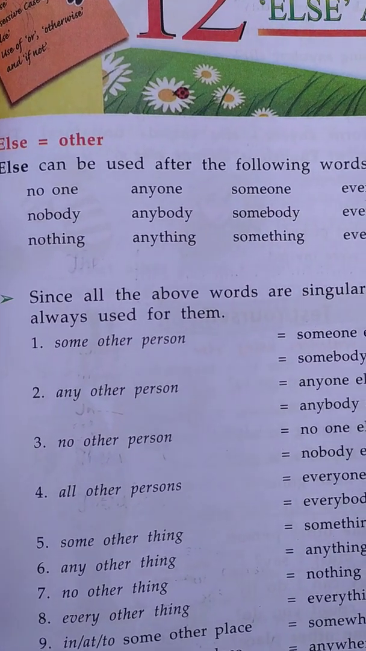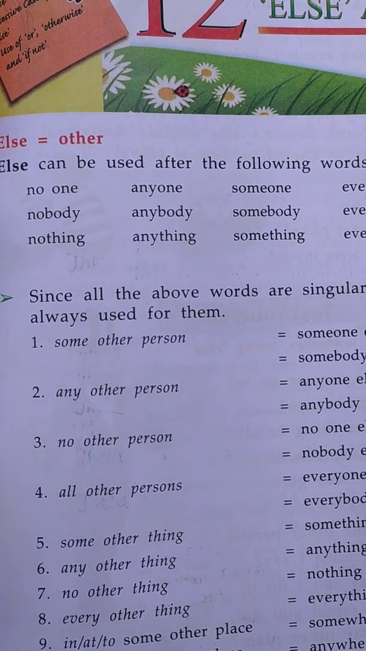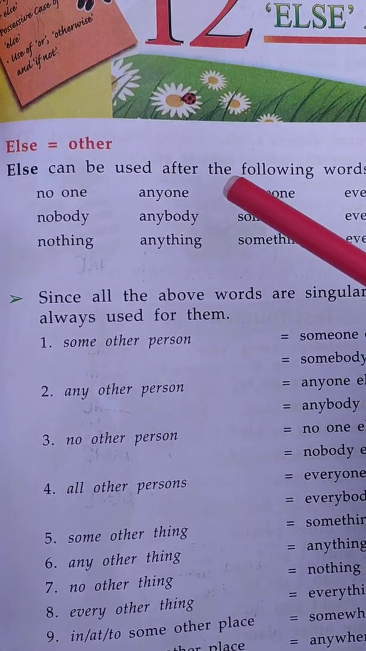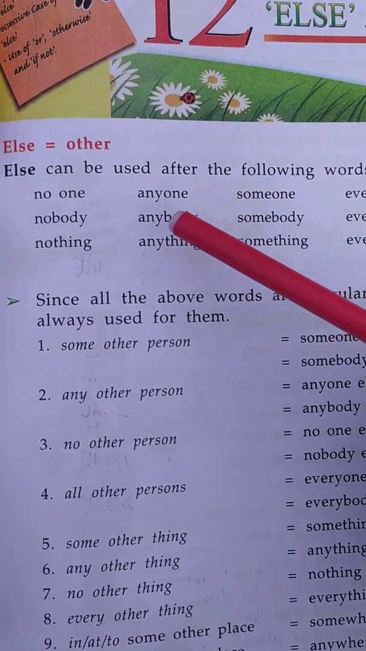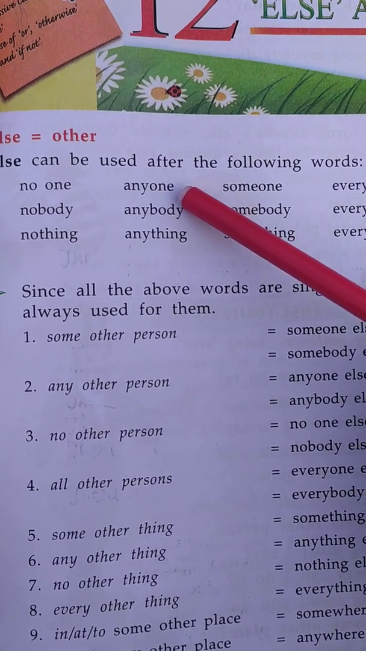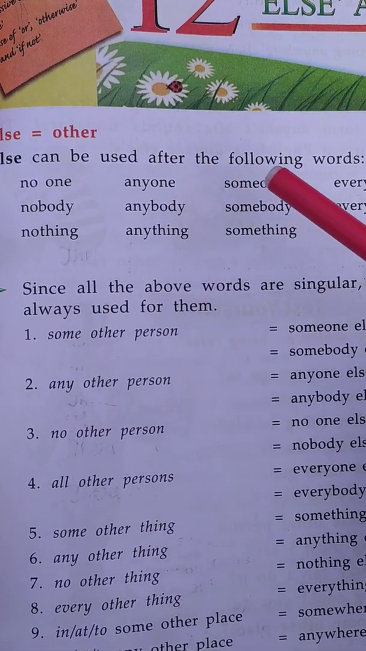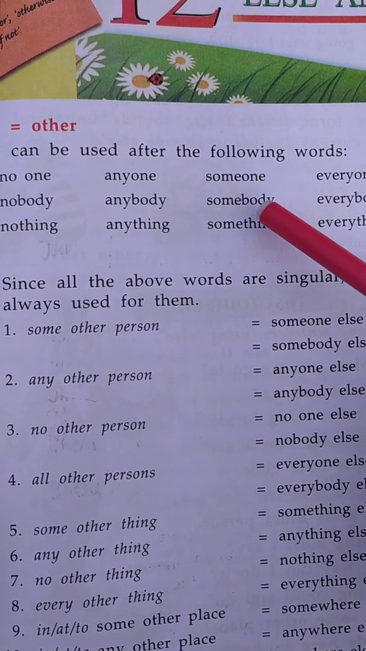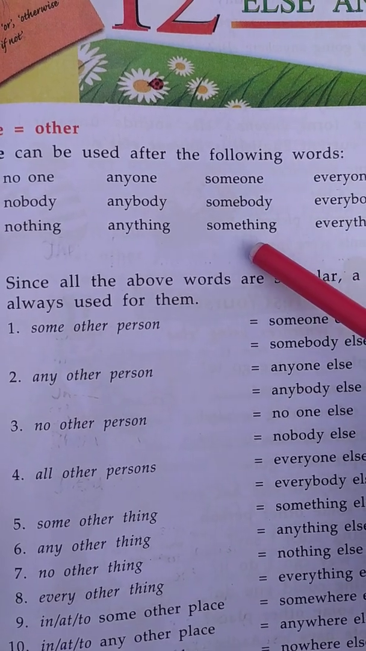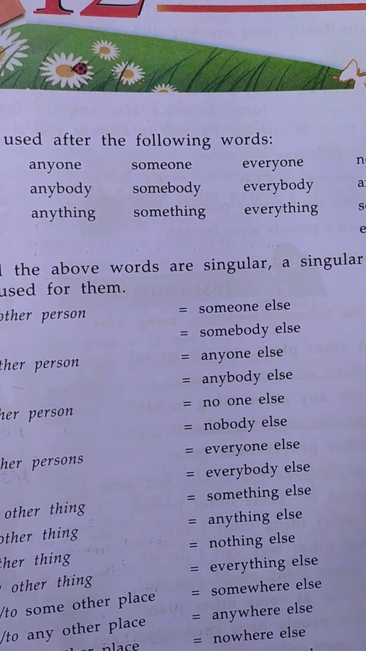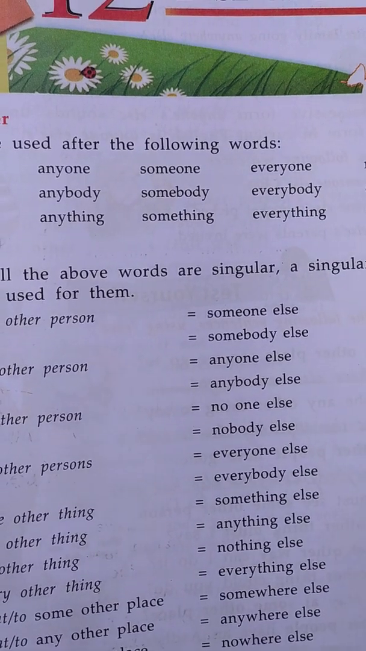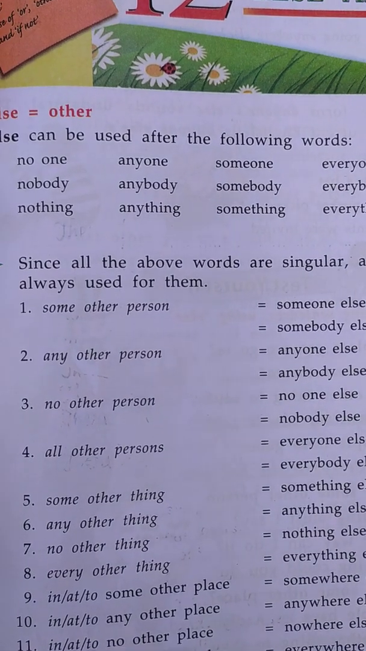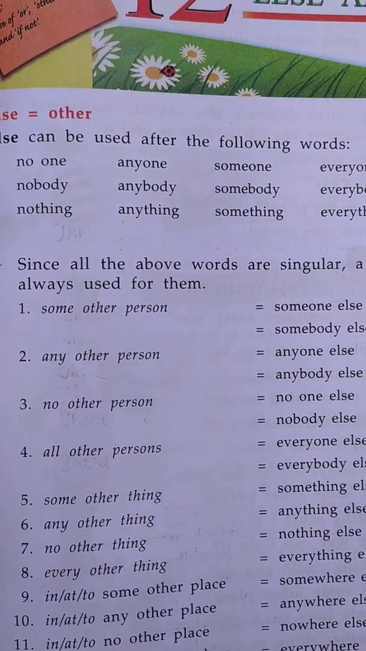We can use else after the following words given here, like no one else, nobody else, nothing else, anyone else, anybody else, anything else, someone else, somebody else, something else, everyone else, everybody else, everything else. Like this we can use else after these words.